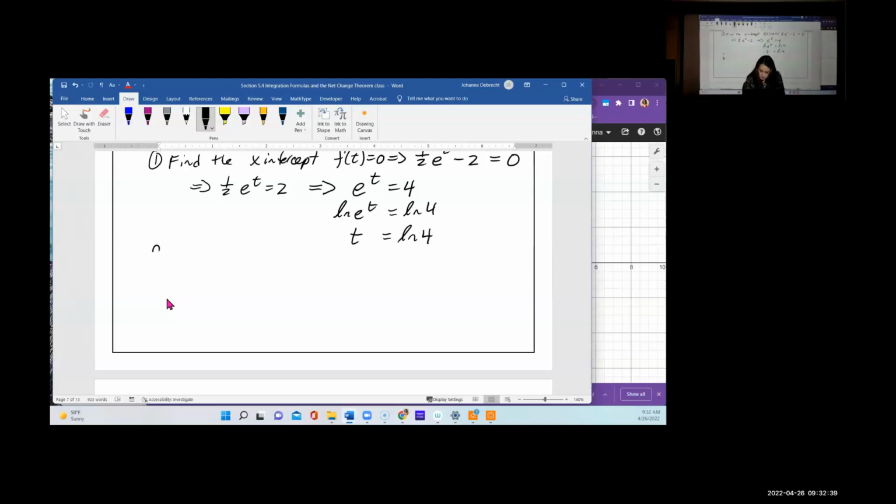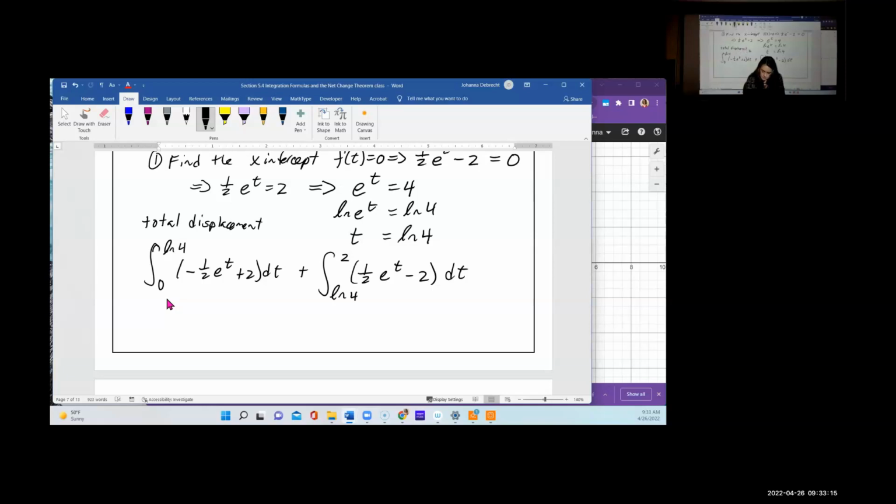So I have the integral from 0 to the natural log of 4 of negative 1/2 e to the t plus 2 dt, plus the integral from the natural log of 4 up to 2 of 1/2 e to the t minus 2 dt. And this will give me total displacement. Right? So then we integrate each integral separately.